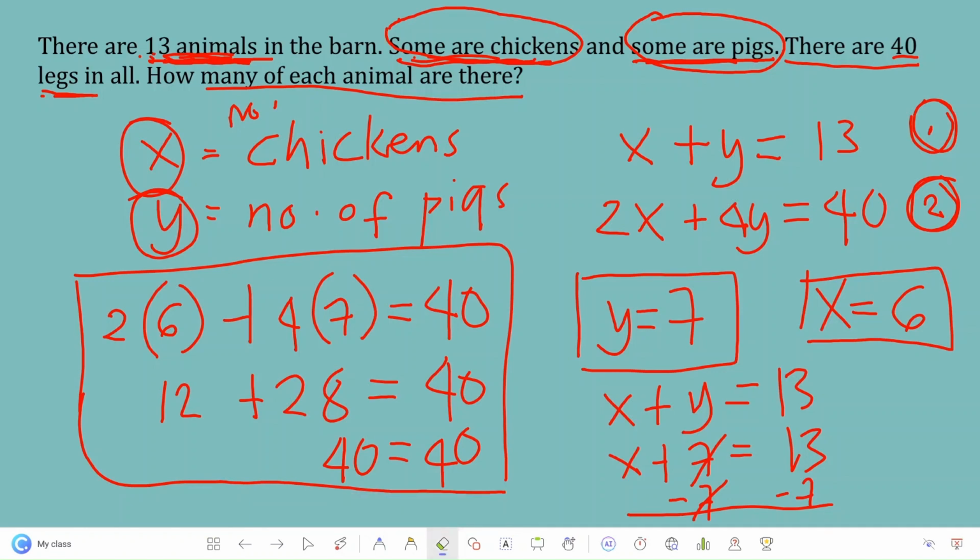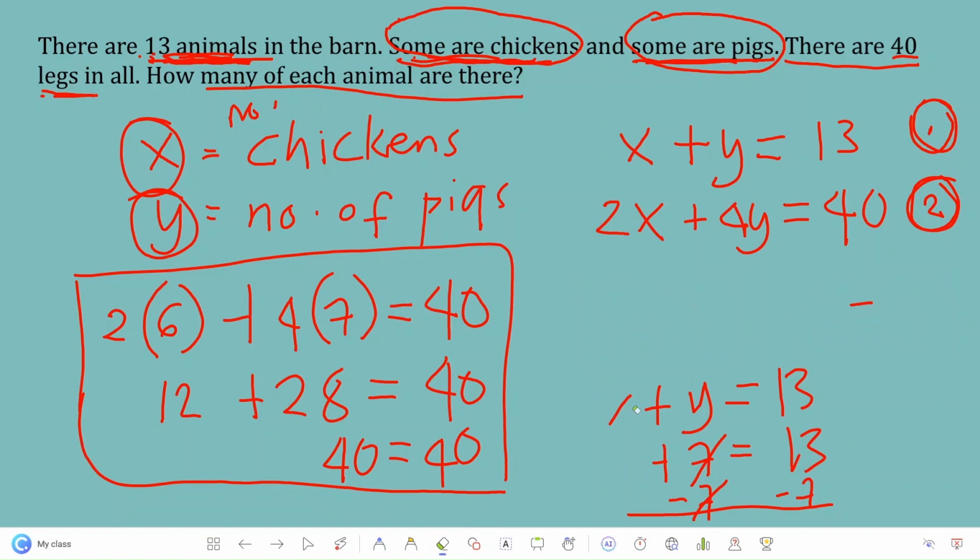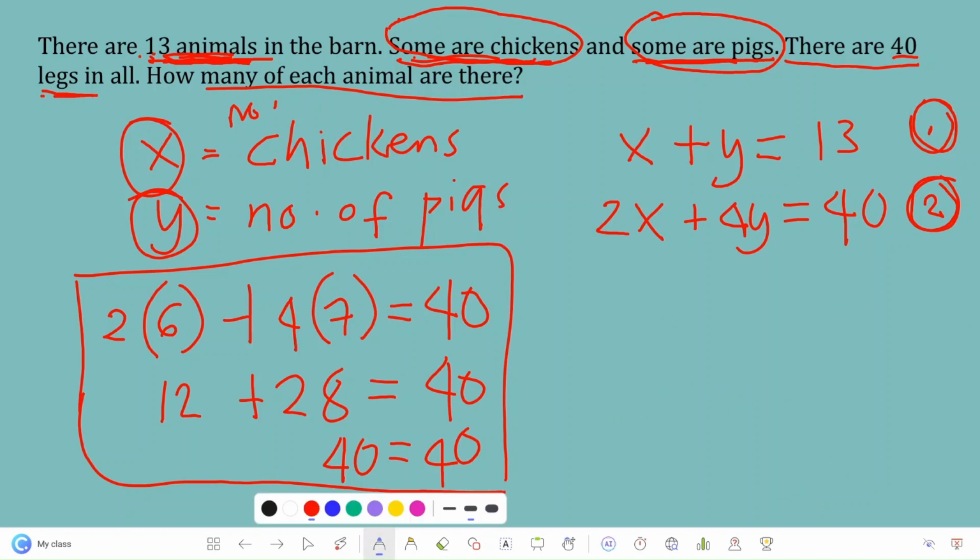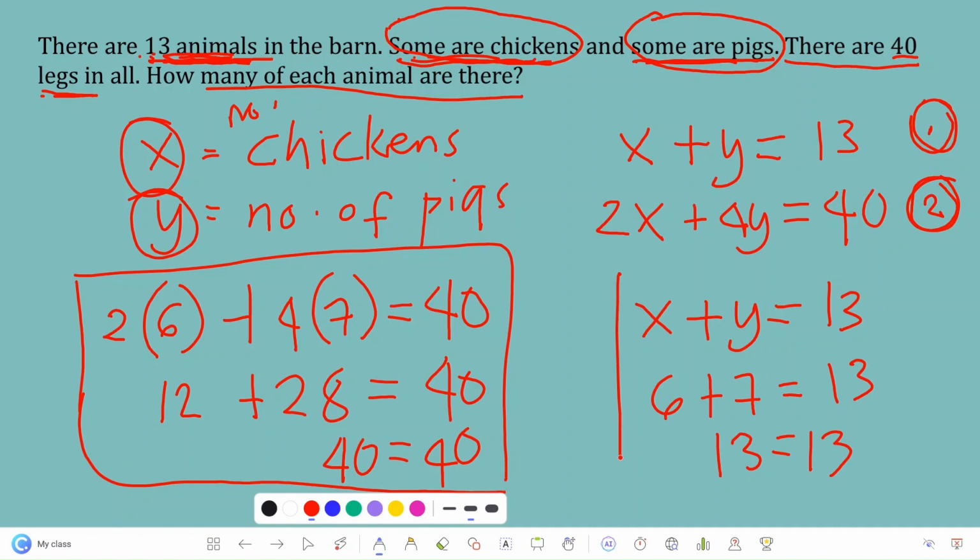Ngayon, gamitin natin ang equation 1 para malaman natin kung tama din na 6 and 7 ang ordered pairs. So here, you have x plus y is equal to 13. And then, x, which is 6, and y na 7 should be equal to 13. And indeed, 13 is equal to 13. So, tama. Ang value ng x and y dito is 6 ang x, 7 ang y.